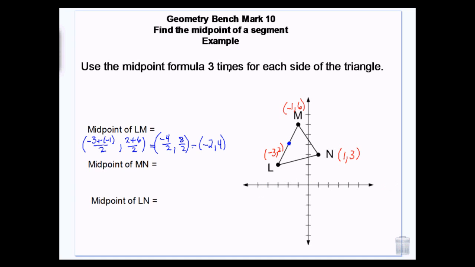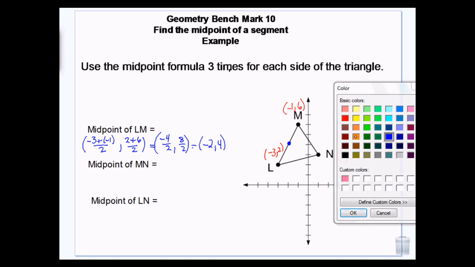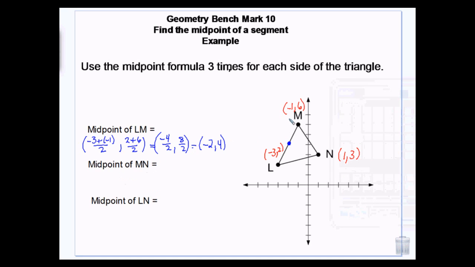Okay, for the next one, we'll do orange. We'll do MN, and I add my x's, and I add my y's, and I get 0/2 and 9/2. And remember, 0 is allowed to be on top. That's okay. You just can't have 0 in the denominator. So that's 0 and 4.5.